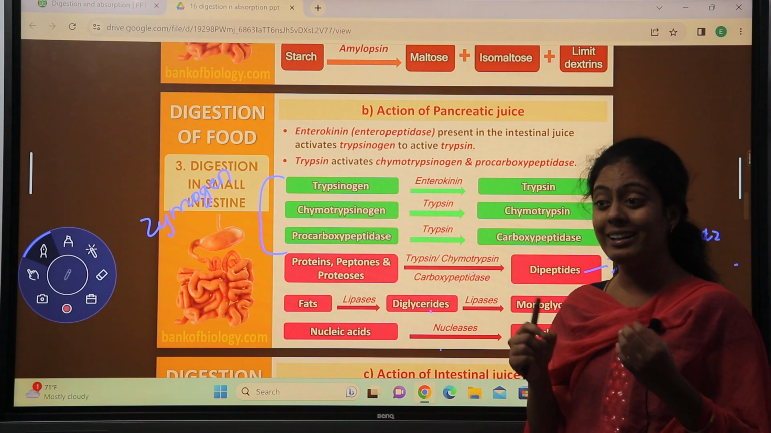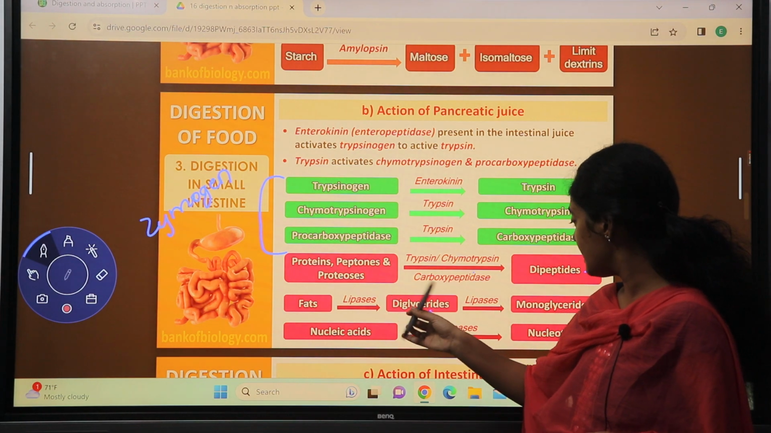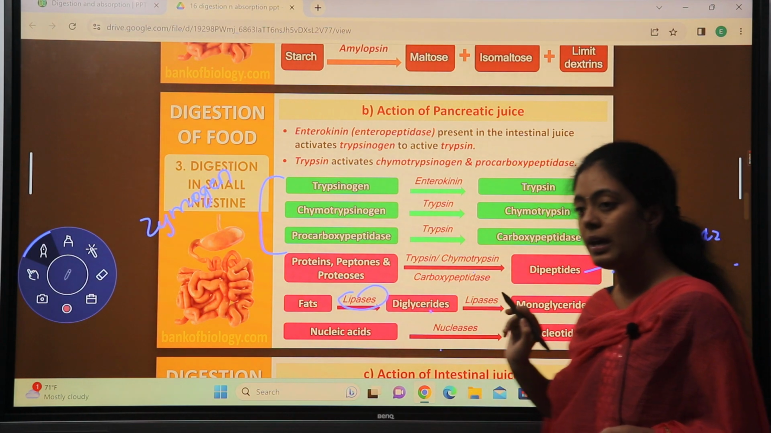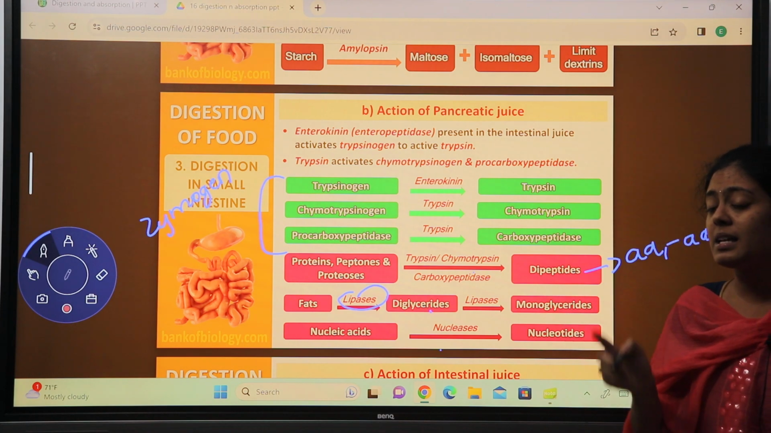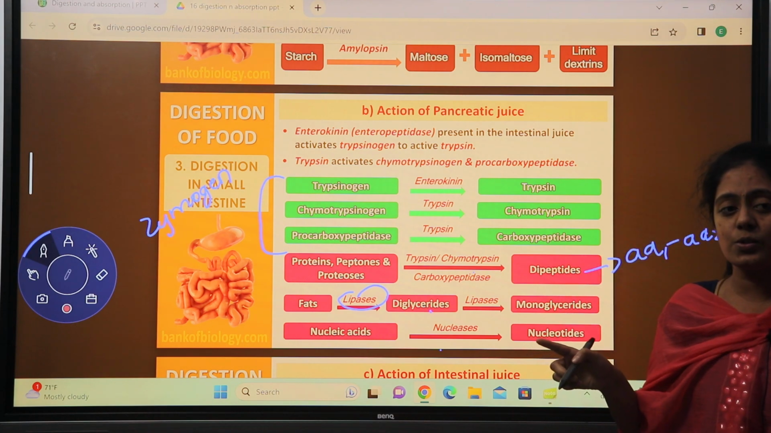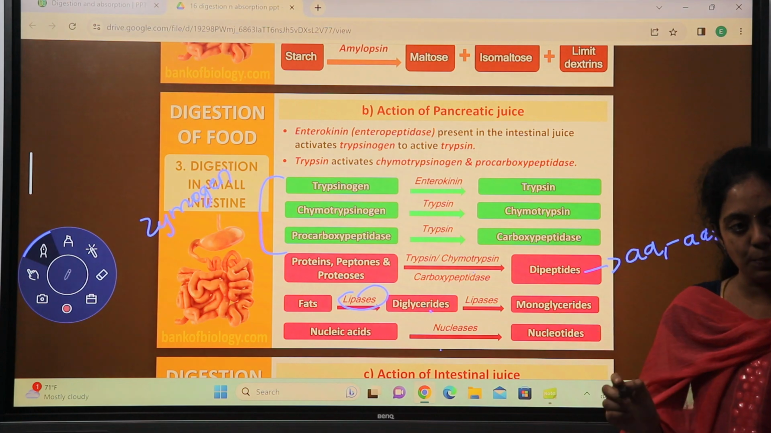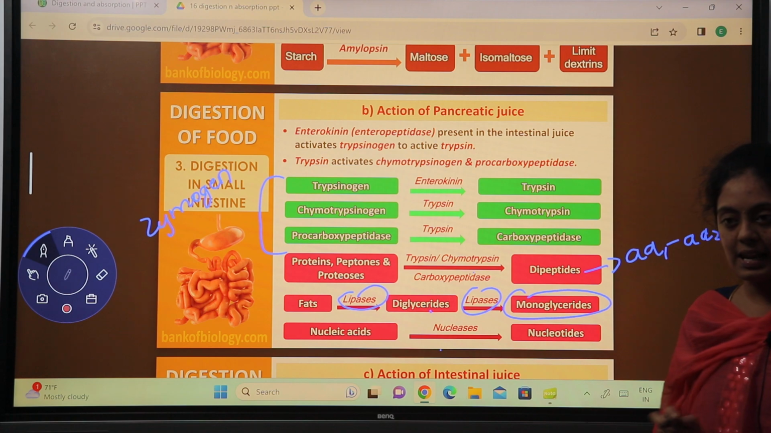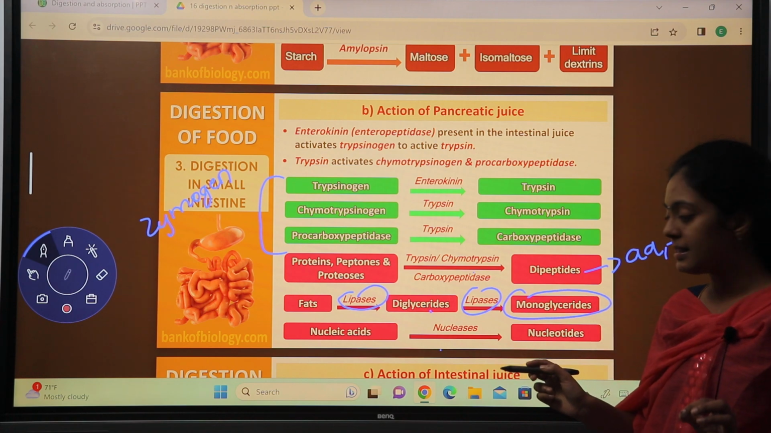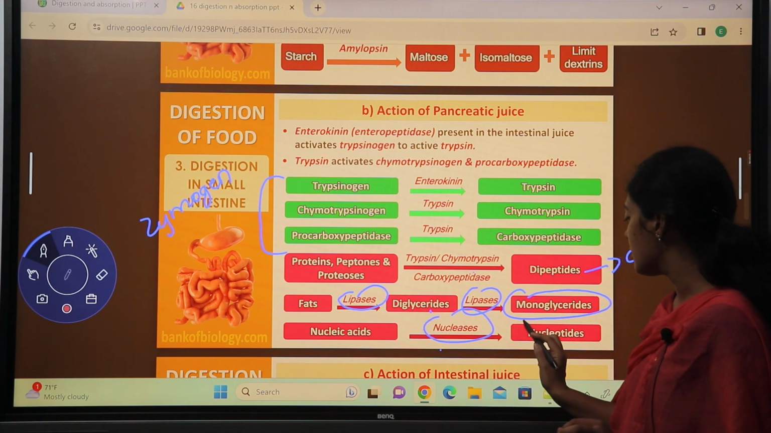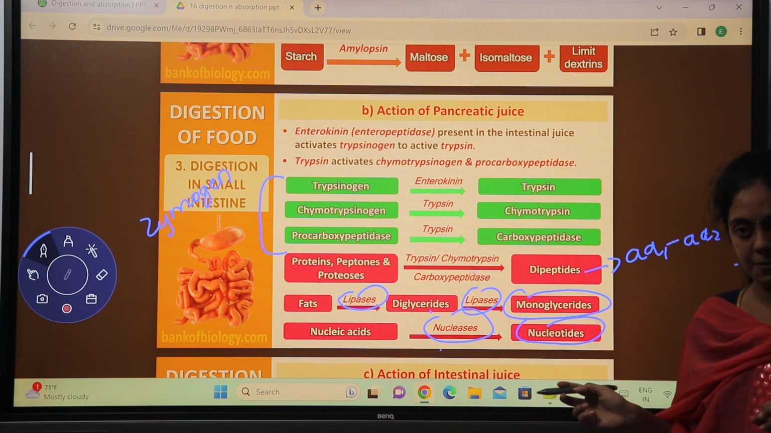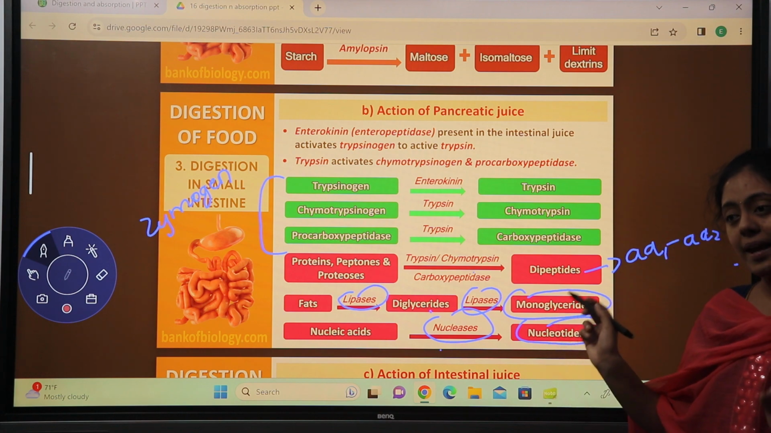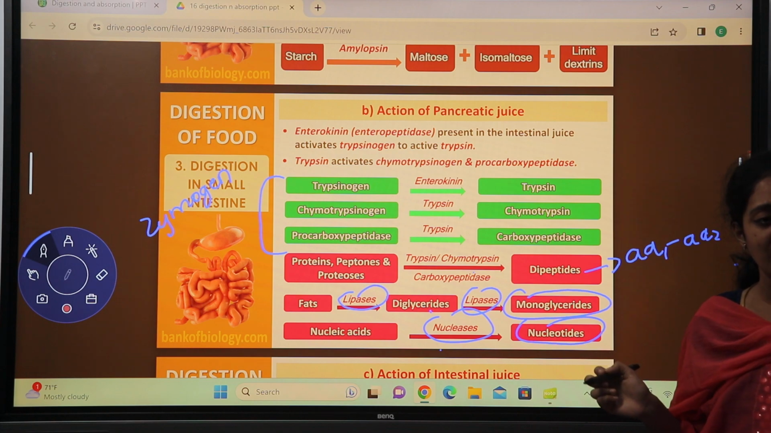Next, the fats are converted into diglycerides. Fats are usually triglycerides, correct? What is the enzyme here? Lipase, pancreatic lipase. There is lipase present in your stomach also, called gastric lipase. Then lipase converts it into monoglyceride. Then you have nucleic acid, which in presence of nucleases becomes nucleotides. Is it clear? Make a note of all these reactions, very important.